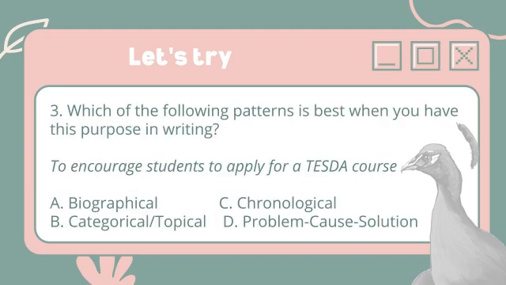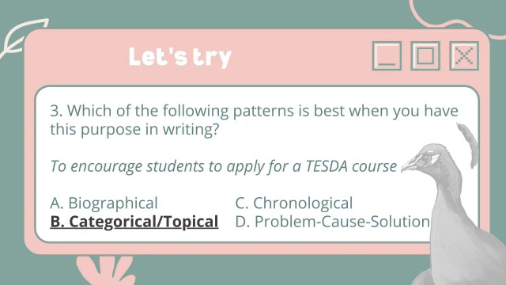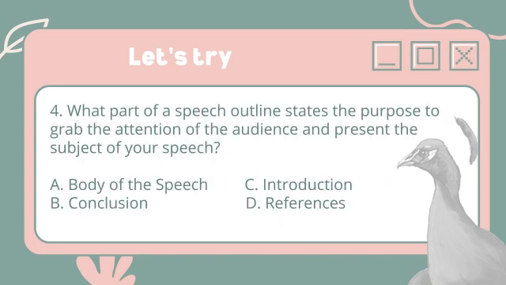Number 3. Which of the following patterns is best when you have this purpose in writing? To encourage students to apply for a TESDA course. A. Biographical. B. Categorical topical. C. Chronological. D. Problem cause solution. The answer is letter B. Categorical topical.